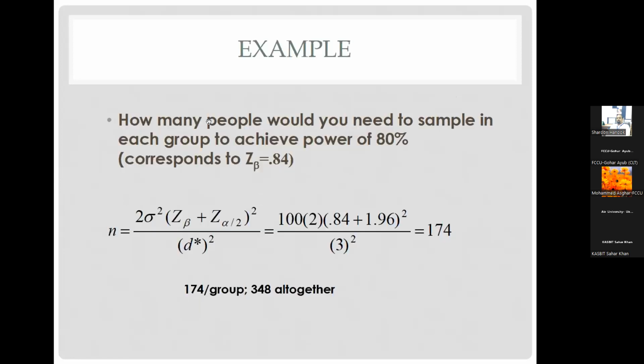So here's an example. How many people would you need to sample in each group to achieve power of 80%, corresponding to Z beta, that is 0.85? So I'll put the values.